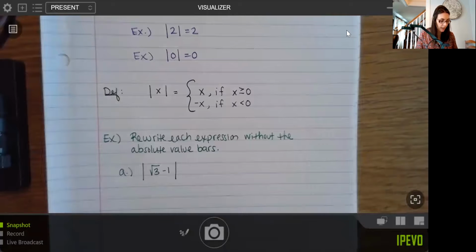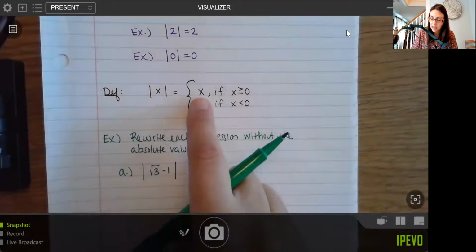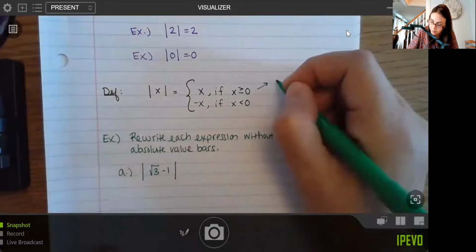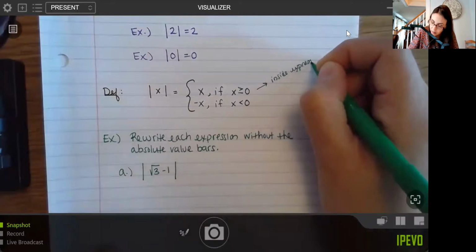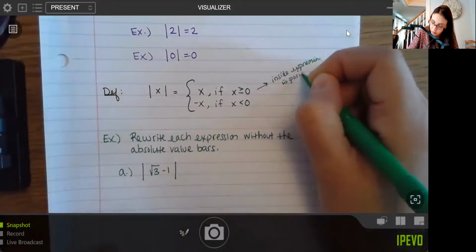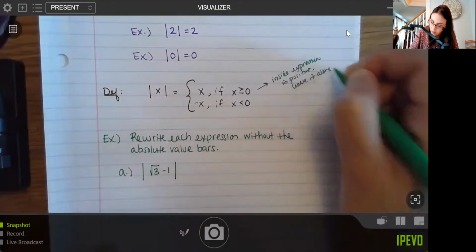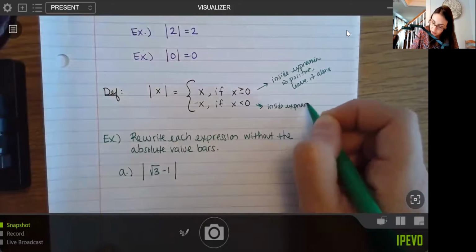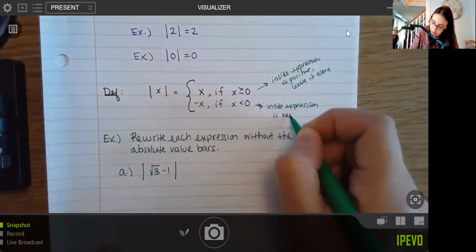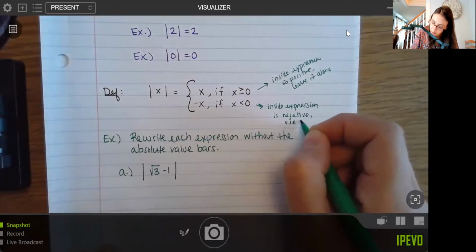So to do that, what's going to happen is we do need to know if the value inside the absolute value is positive or negative. So if the inside expression is positive, leave it alone. And if the inside expression is negative, we're going to use its opposite.